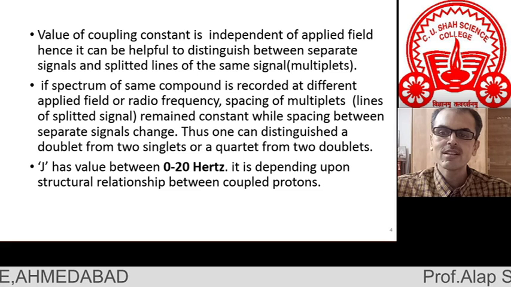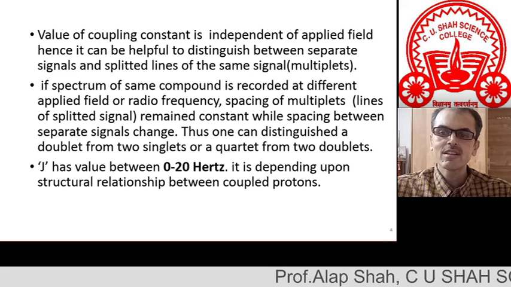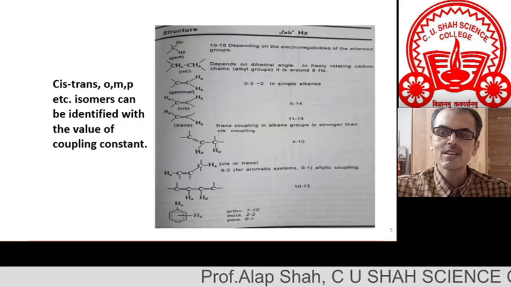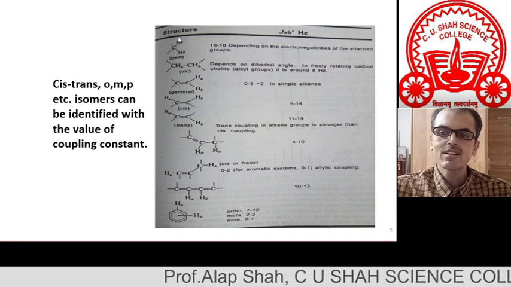So that way, with the value of J we can distinguish between a doublet or two singlets, or if we have a doubt between a quartet or two doublets, then easily by comparing, with the help of the J value, we can distinguish whether they are multiplets or separate signals. Normally the value of J is in the range of 0 to 20 hertz depending upon the structural features. So in the next slide you can see that these are geminal protons attached to the same carbon.